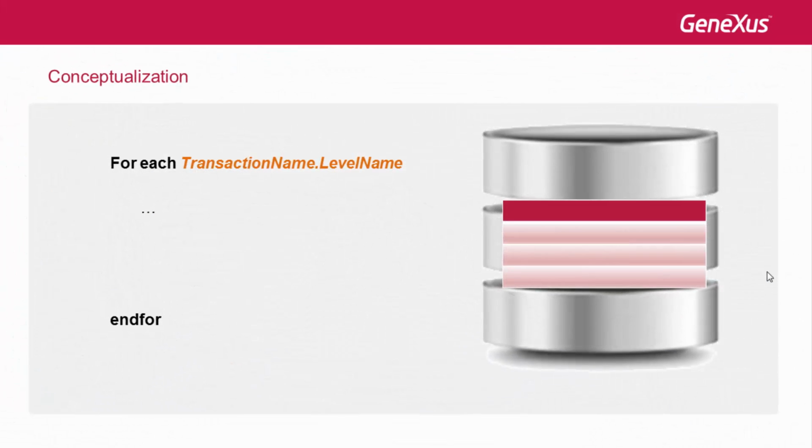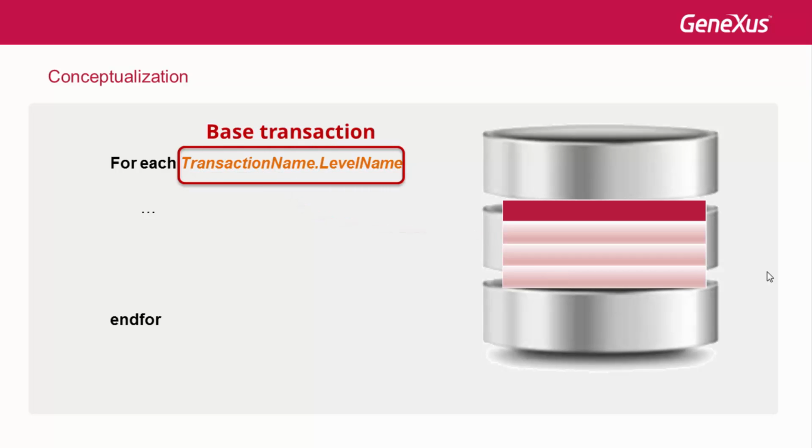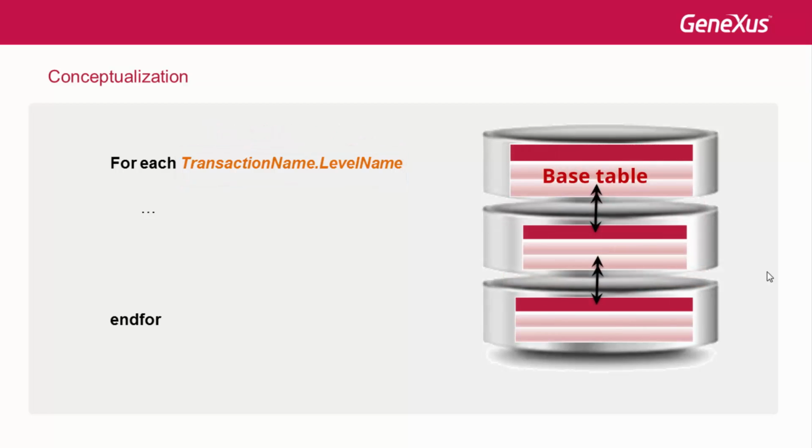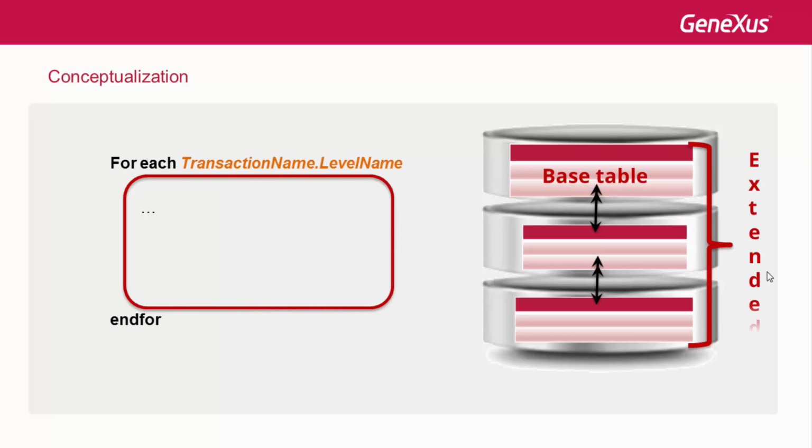Now let's review the concepts we've learned. The for each command is used to run through each record of a table and perform an action with its related data. To do so, we indicate the name of the transaction level whose associated table we want to run through. This level indication is called base transaction of the for each command. From that level, GeneXus will infer the table to run through, which is called base table of the for each command. The set of attributes between for each and endfor must belong to the extended table of the base table to run through.